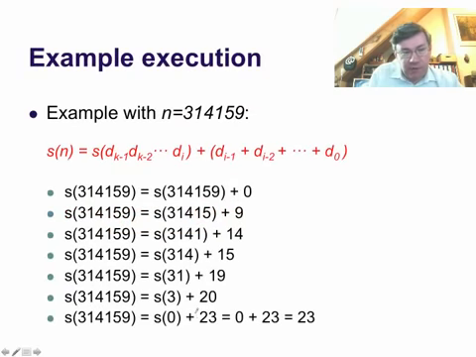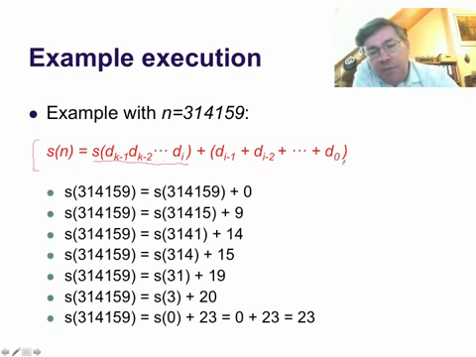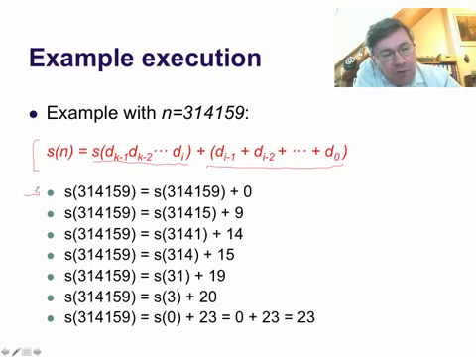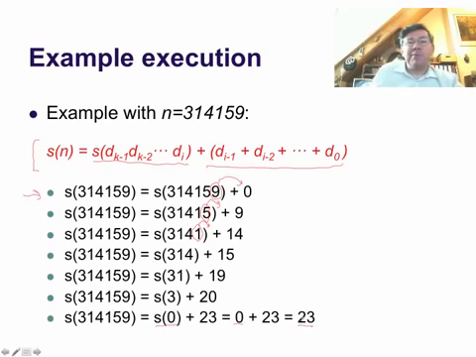So let's show an example of this. With our favorite number, 314159, here again is the invariant. s of n is the first part here, plus the second part. We start here with s of 314159 equal to s of 314159 plus 0, so we don't know anything yet. Then we remove a digit out of here and add it to the accumulator, and we keep moving digits out until finally we get to s of 0, which is 0, and the result is 23.